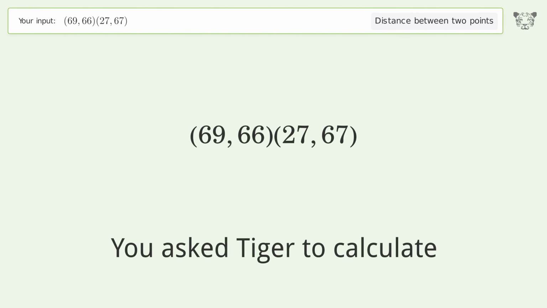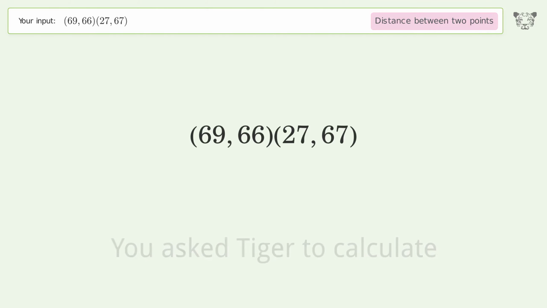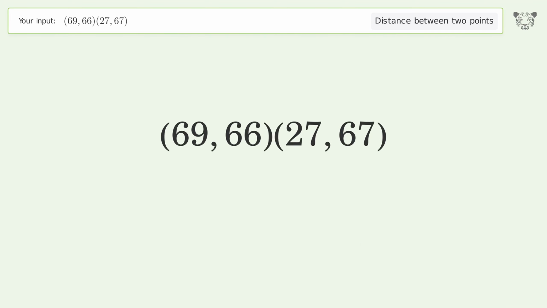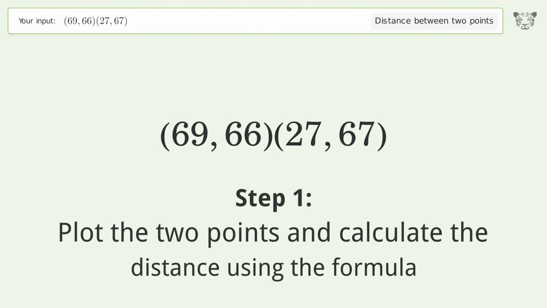You ask Tiger to calculate. This deals with the distance between 2 points. The distance between the 2 points is the square root of 1765 or 42.012. Let's solve it step by step. Plot the 2 points and calculate the distance using the formula.